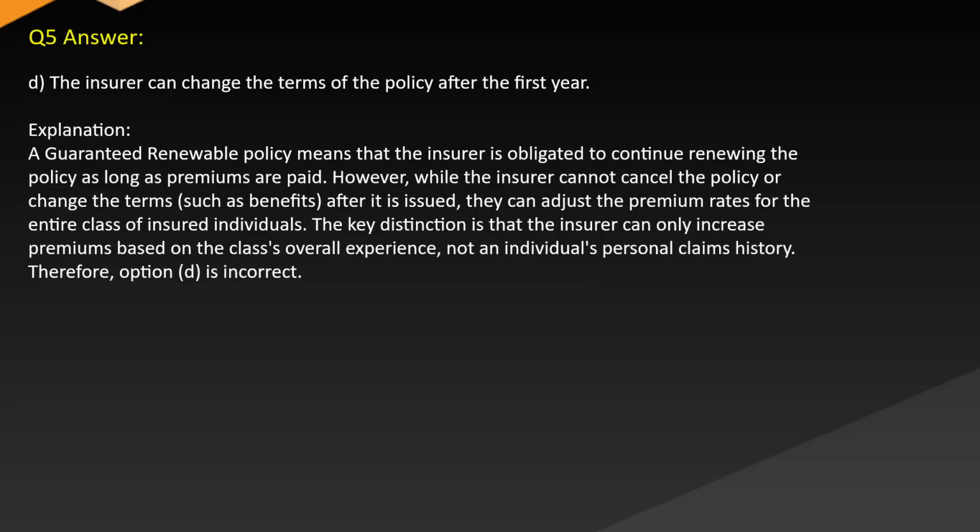Answer D. The insurer can change the terms of the policy after the first year. Explanation: a guaranteed renewable policy means that the insurer is obligated to continue renewing the policy as long as premiums are paid. However, while the insurer cannot cancel the policy or change the terms, such as benefits, after it is issued, they can adjust the premium rates for the entire class of insured individuals. The key distinction is that the insurer can only increase premiums based on the class's overall experience, not an individual's personal claims history. Therefore, option D is incorrect.